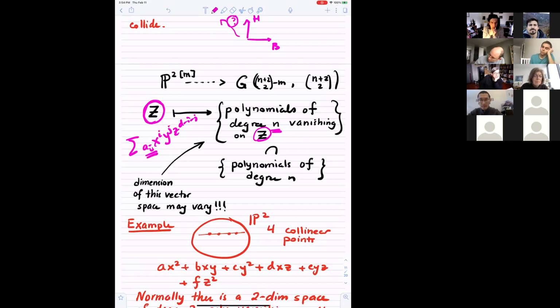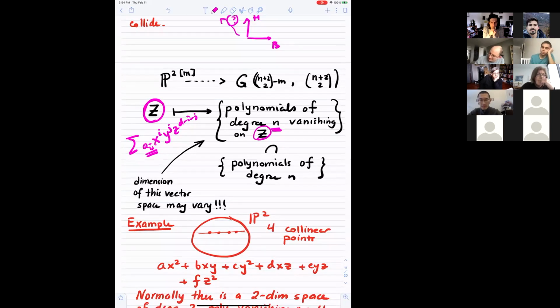So what you can do is look at polynomials of degree n vanishing on Z. This is always a subspace, typically of codimension M, of polynomials of degree n. So you get a map from this space into what's called the Grassmannian, which parameterizes vector spaces of codimension M in this vector space, which happens to have dimension n plus 2 choose 2. And then of course, this way you can get interesting rational maps.